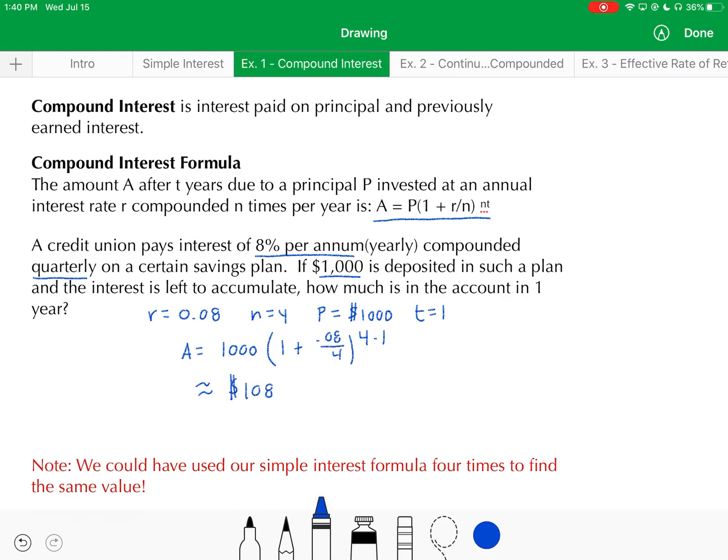of $1,082.43. So notice this is giving you the value of the account at the end of the year. It's not directly giving you the interest that you got in a year's time. So that's simple enough to do, though. Just take this final amount and subtract it by the original principal, and you can see we are accumulating $82.43 of interest in this 1 year.